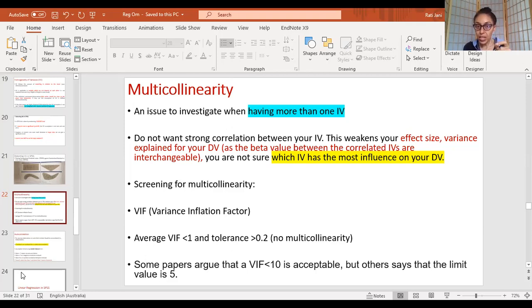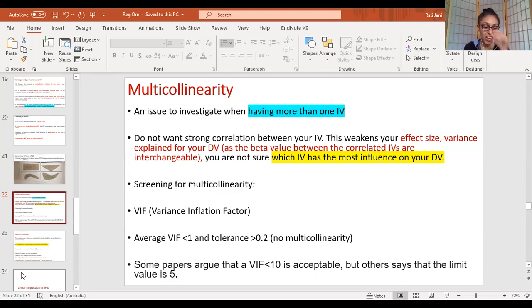Why? Because this will weaken your effect size. The association which you want to see between your IV and your DV, the effect size, may be weakened. There may be more variance or more error. And what may happen is you will not know whether sunlight is the one having the maximum impact on, say, blood vitamin D levels, or is it diet, or is it something else? So you're not sure which IV is most influential in explaining your DV.